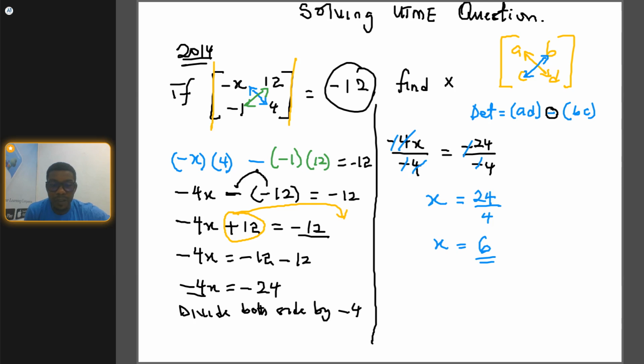Okay. Now let's proceed with the next question. This is the second question that we solved under matrix. Now we are taking the third question under matrix.